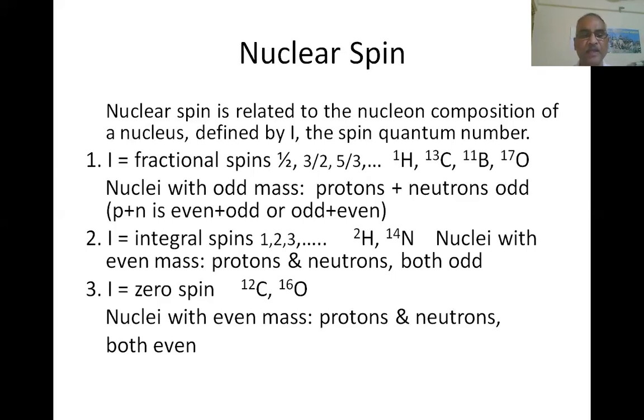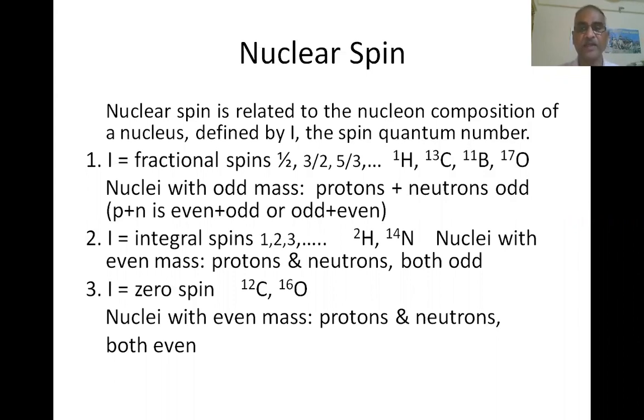The second category is integral spin nuclei. That means their spin quantum number has values of 1, 2, 3, 4, etc. Examples are hydrogen 2 nucleus, nitrogen 14 nucleus, and many other nuclei. Nuclei with even mass and protons and neutrons both being odd is the characteristic feature of this category.